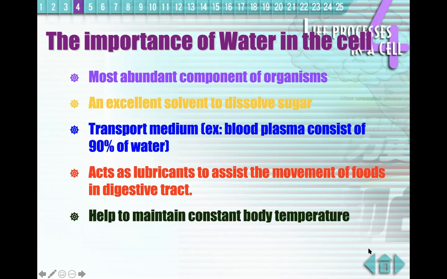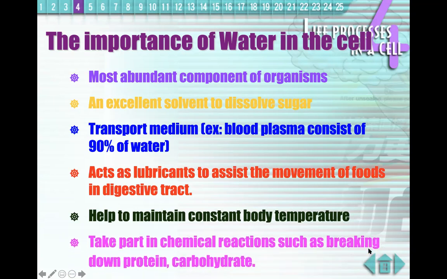For example, when your body temperature is too high, you will sweat. Bila sweat keluar apa? Keluar air ke keluar udara? Mestilah keluar air kan. So that's why water can be used to maintain the constant body temperature. Oh, ada lagi rupanya. The last one, to take part in chemical reactions such as breaking down protein and carbohydrate. So we can also use water to digest the food.